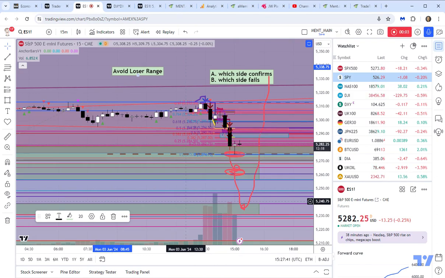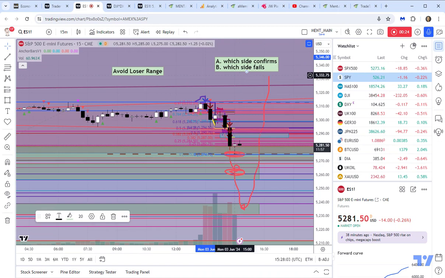This ES setup just keeps getting more and more interesting. Okay, so we've gone through two videos already. The beginning, where we learned about the avoid loser range, which does not apply right now. We're in a trending mode. So once we're in a trending mode, we're not looking at loser ranges. We still have the which side confirms. This is the A versus B basis for all trading. We have a good solid breakdown in trend.